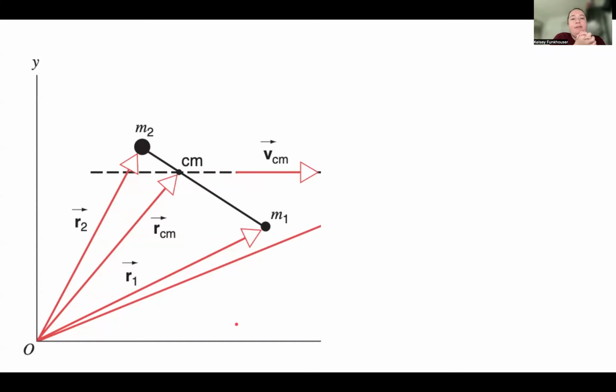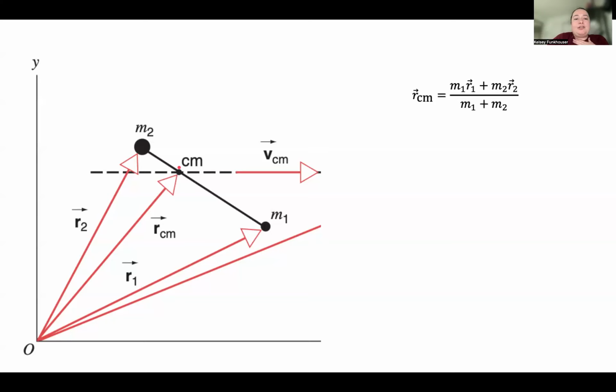So let's think about this situation with some vectors. We have our baton, here it is: mass 2, mass 1, center of mass. In this XY coordinate axis, the positions of the masses are given by position vectors R1 and R2. R1 is the position vector for mass 1, R2 is the position vector for mass 2. And then we have RCM, giving us the position vector of the center of mass.